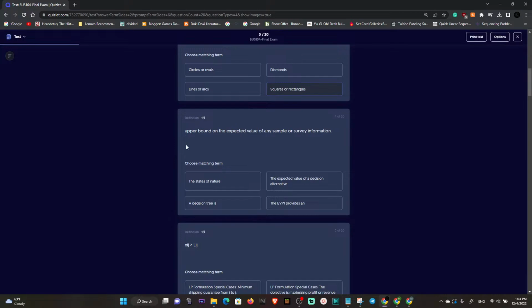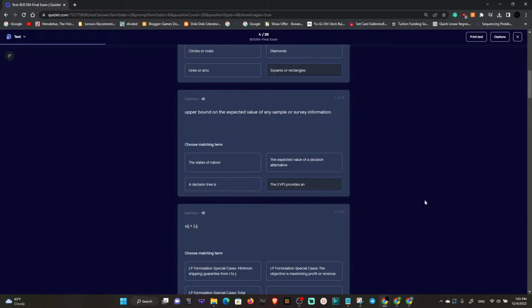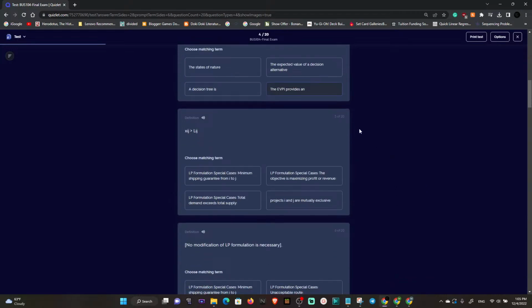Upper bound on the expected value of any sample or survey information. The estimated value of perfect information provides in the states of nature provide in expected value of a decision alternative decision tree is. That's what expected value of perfect information provides, the upper bound, correct? Yeah, it makes sense. How do you know? No idea, but it makes sense. And I know it's not the decision tree. I know it's not the states of nature. It's process of elimination. That's how I know.